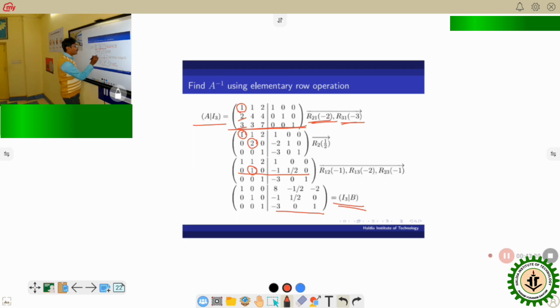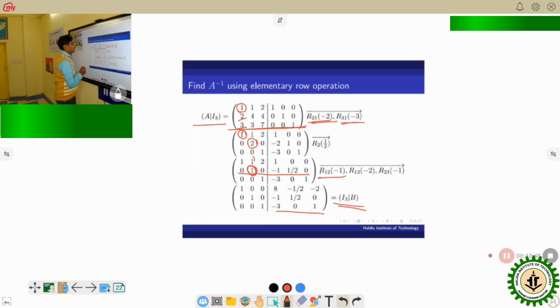Above the leading one, it should be 0. So what is the method? R2 multiplied by minus 1 adding into the first row. R12 to minus 1, that means second row multiplied by minus 1. Why do we use the second row? Because the leading one is present in the second row. That's why you can use this leading one to make this entry 0.